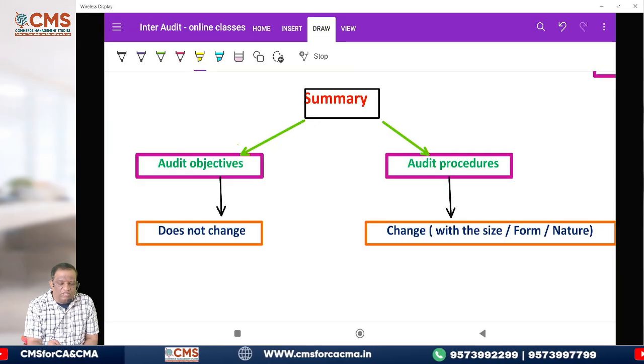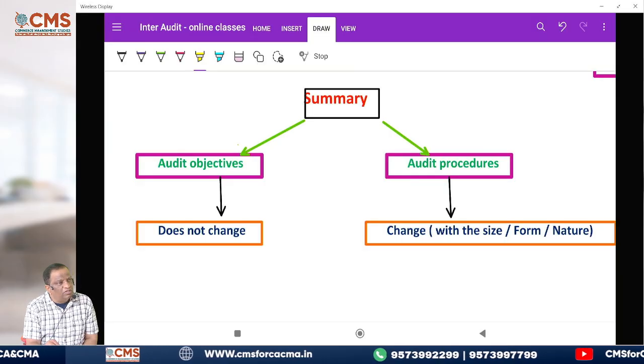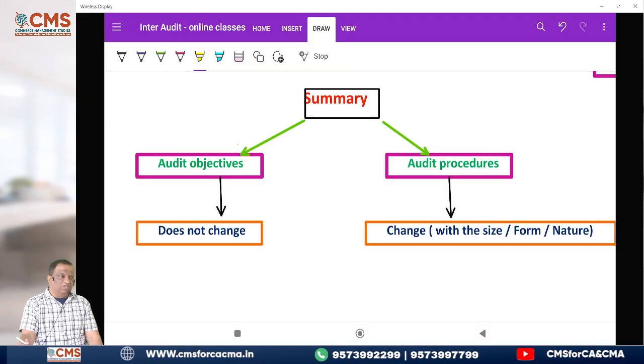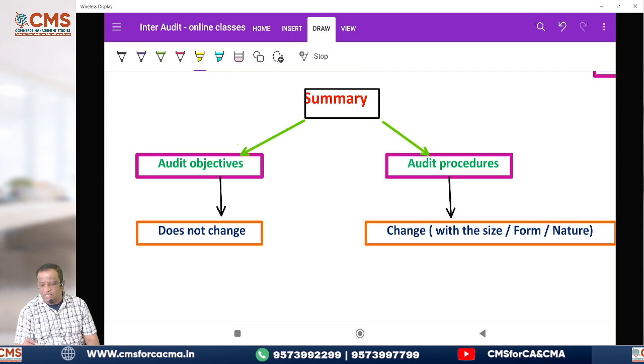So that's where, as a clarity to the concept, will there be any change in the audit objectives with the change in the size of the companies? The answer is no. Audit objectives will remain the same, but then what gets changed? The audit procedures will change. So if it is a bigger company, then the way the auditor does it is going to be different.